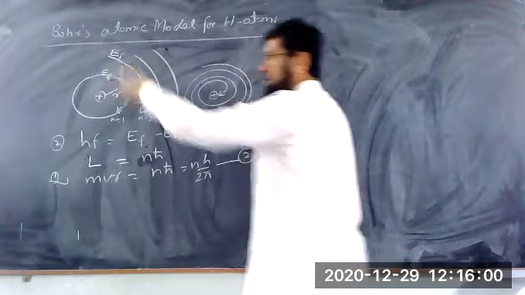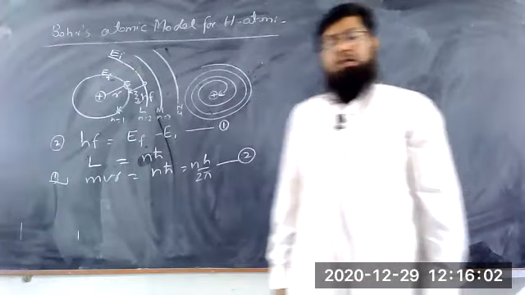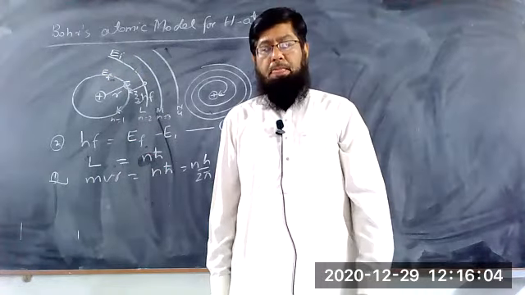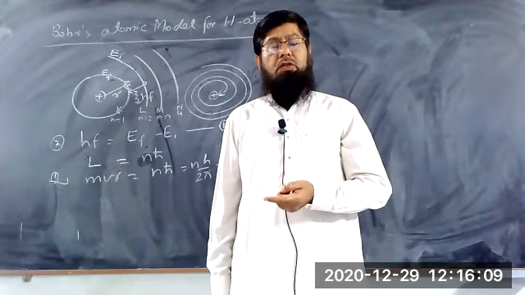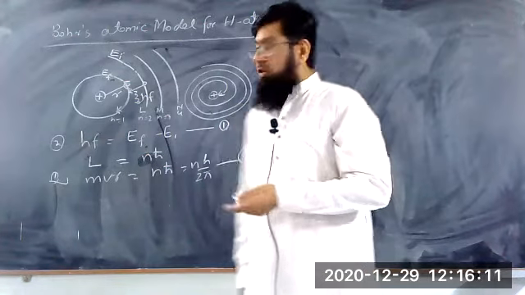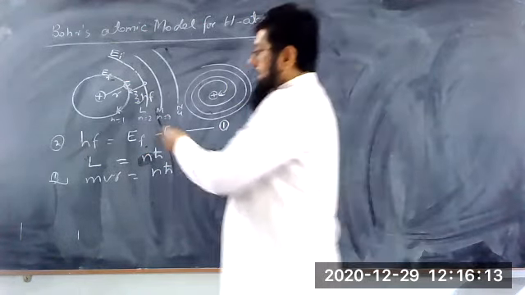From these two postulates, the electron is revolving. When the electron is revolving, you know that the motion is circular motion. And when a particle is moving in a circular motion, there is a force which we call the centripetal force. So in this particular case, there are two forces.